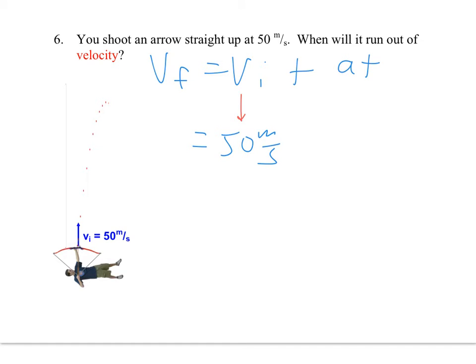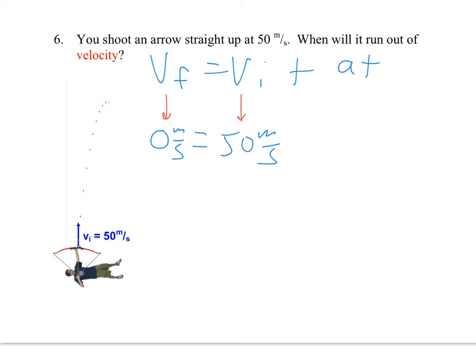And the problem says, when will the arrow run out of velocity? What that's really saying is, when does this final velocity, or this instantaneous velocity, become 0 meters per second?